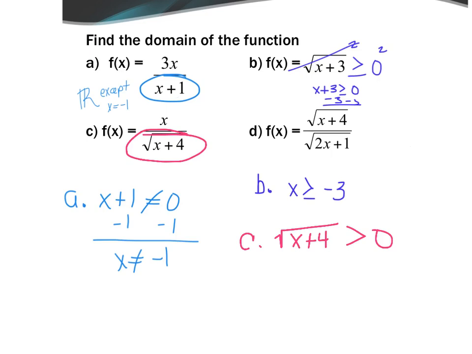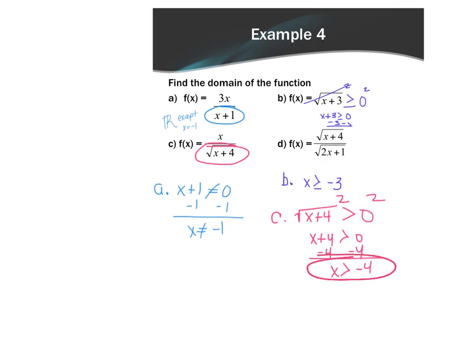All right, if I solve this, what do I do to both sides? Square it. So x plus 4 greater than 0. Now what? Minus 4 from both sides. So x has to be greater than negative 4. Does that make sense? Yeah. Okay.